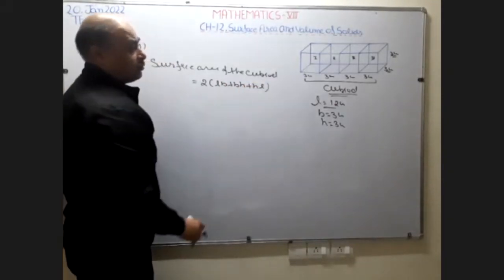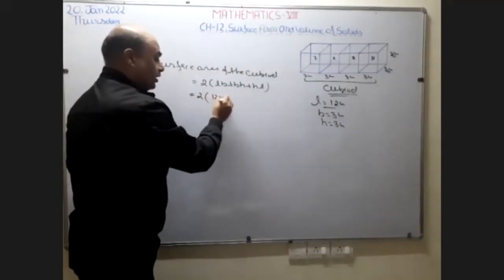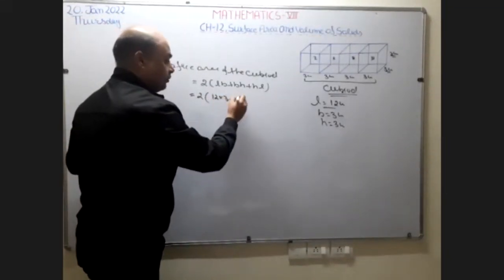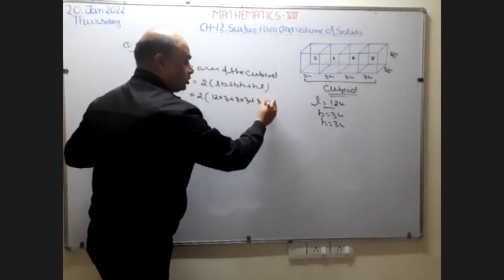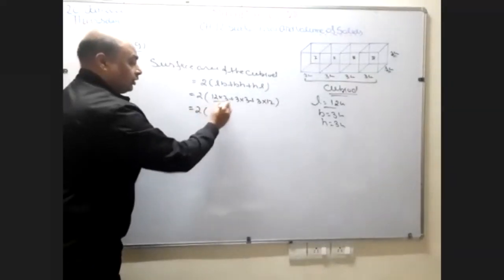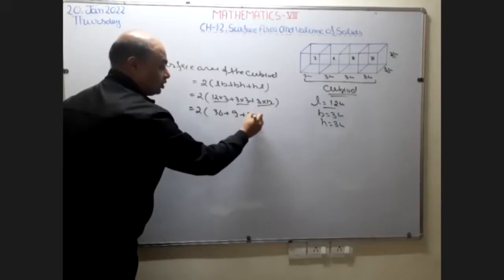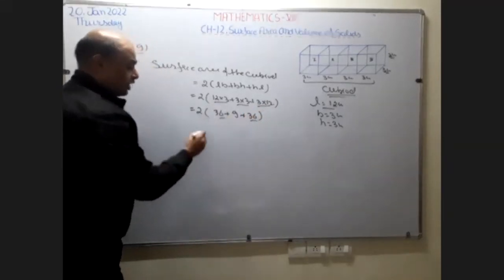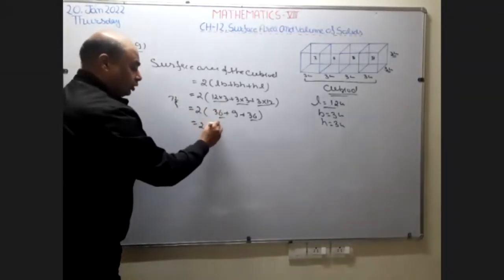Now all the dimensions of the cuboid are given. Use them one by one. What is the length? 12. What is breadth? 3. Again breadth is 3. Height is 3. Height is 3. Length is 12. So write all the dimensions one by one. Now solve this bracket. 12 3s are 36. 3 3s are 9. 12 3s are 36. 36 plus 36 is 72, and 72 plus 9 is 81. So this is going to be 81.